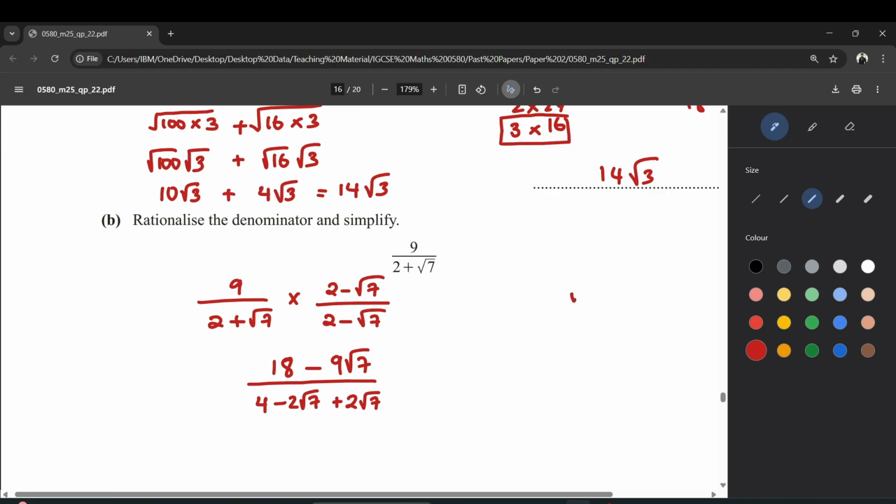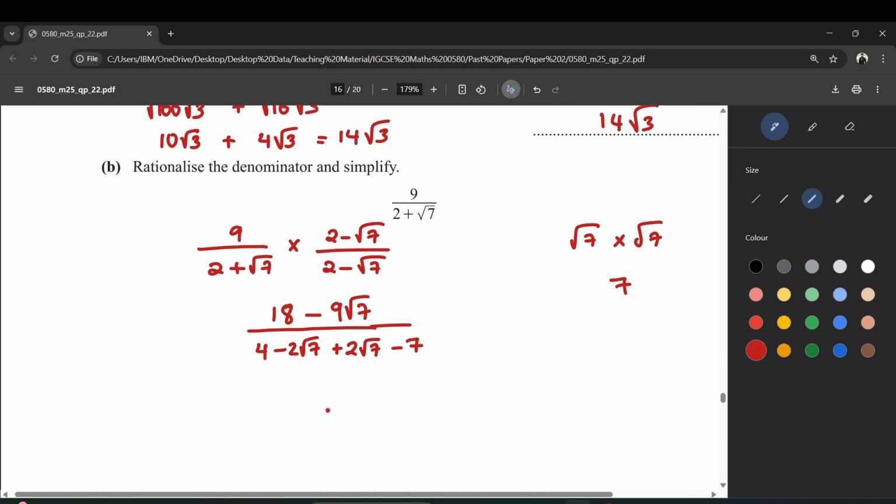So when you have root 7 times root 7, so basically what does that mean? The roots, they cancel out, right? So you'll be left with 7. But here one of them is positive, the other is negative, so I'm going to be left with minus 7. Okay, so this becomes 18 minus 9 root 7 over 2 minus 2 root 7 and positive 2 root 7, they'll be cancelled out. 4 minus 7, that is minus 3.